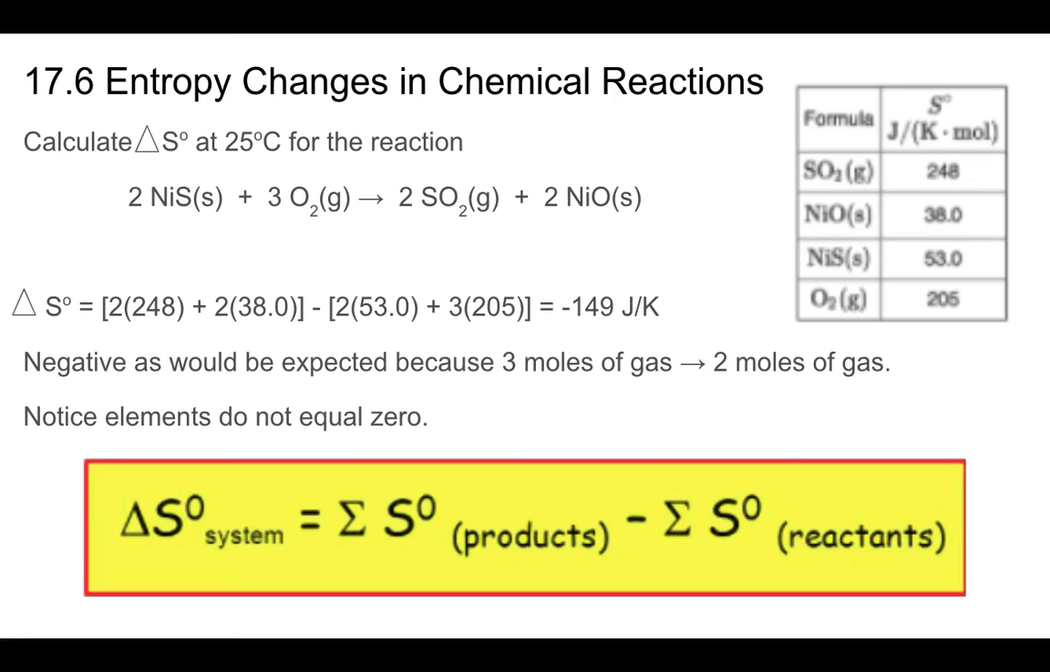Now, are we surprised that it's negative? No, we have 3 moles of O2 on the left and 2 moles of SO2 on the right, so we're actually losing a mole of gas, so we would expect a negative delta S.